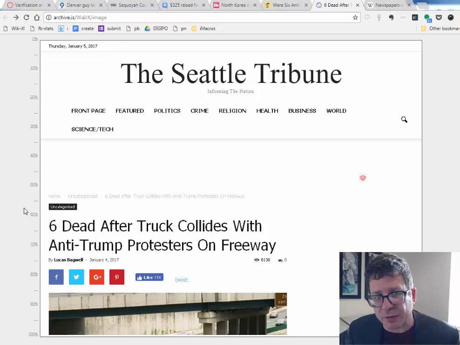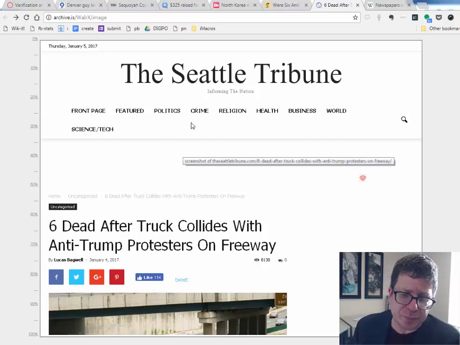So I want to show you how to verify news sources to see if those news sources are real. If they are just websites and not newspapers or TV stations or radio stations, sometimes it can be a bit difficult to figure out. But if they are actually physical newspapers or local TV stations, usually Wikipedia will help. So let's look at this example here.